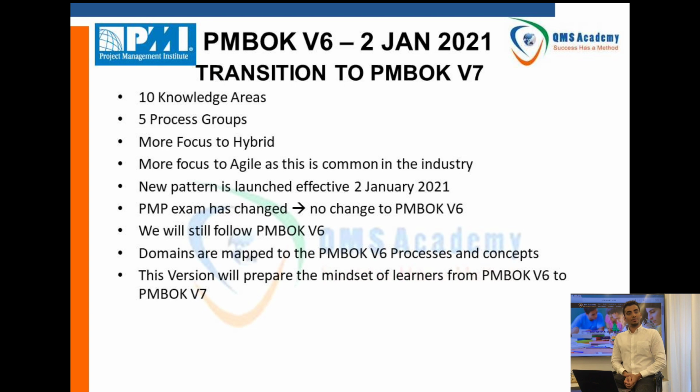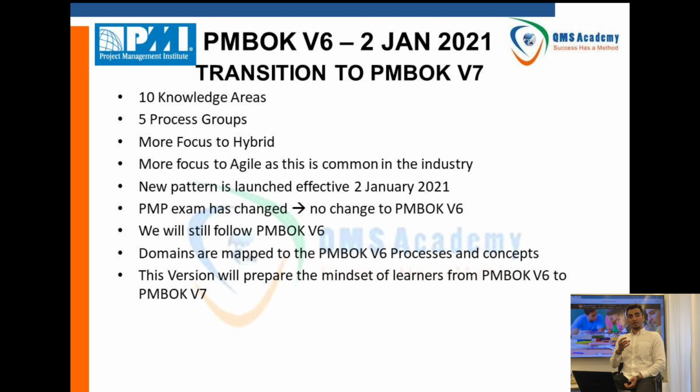So version 6 of PMBOK has 10 knowledge areas and 5 process groups. It has an introduction to hybrid project management and an introduction to agile project management. The PMBOK version 6 and the PMP exam from 2nd Jan 2021, I call a transition exam. Why do I call it a transition? Because PMI is shifting the mindset of all the learners from the traditional waterfall model of PMP version 6 to PMP version 7, which is going to be a completely new hybrid model.